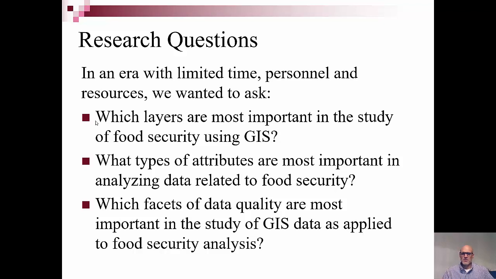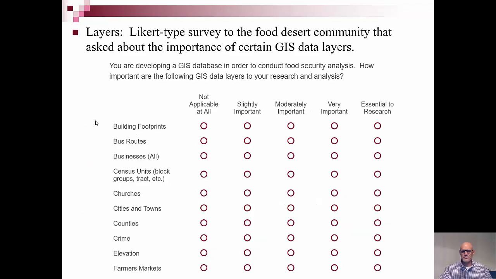Because when we start to look at SF3, short form 3 data from the census at the county, and in particular the tract and the block grouping or even zip code level, we've got thousands of attributes. So what are going to be some of the most important things, and which facets of data quality are most important in the study as applied to food security analysis? And we'll talk about some of the facets of data quality, because a lot of times, this is my specialty, but a lot of times these things are glossed over.